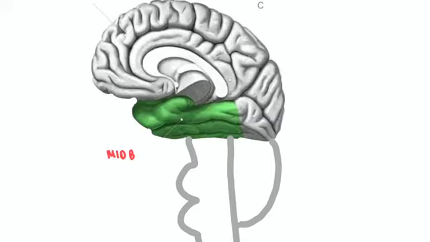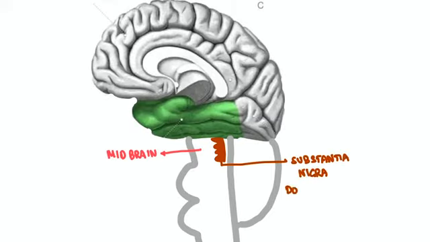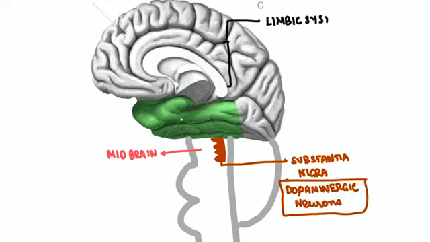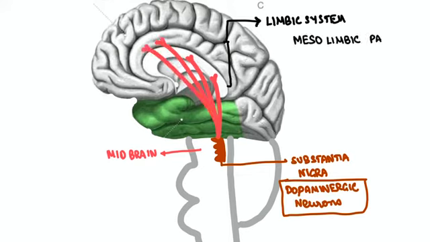Now we will be learning two important pathways coming from the midbrain, from the substantia nigra, which is a rich source of dopaminergic neurons. Dopaminergic neurons will be sprayed to the limbic system. So it is the mesolimbic pathway, midbrain to limbic system.